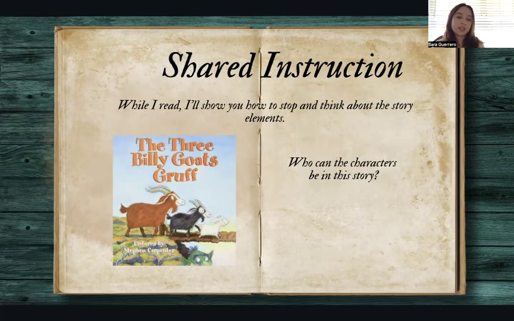Who can be the characters in this story? Like I said, let's see who's there, who's behind, who's in the first page, who's in the cover page of the story. We see, who do we see? We see characters. We actually see all three of them, four of them. Who could tell me who's number four?